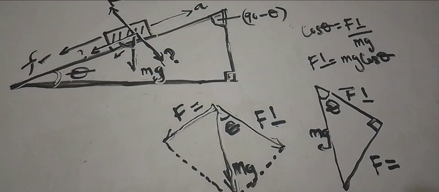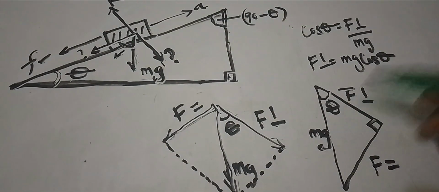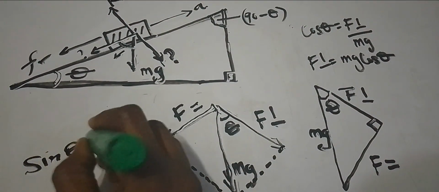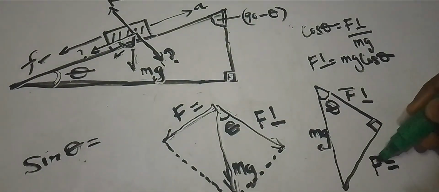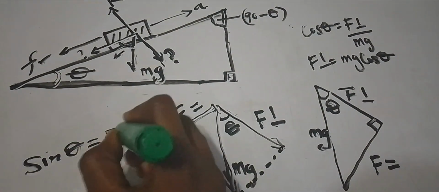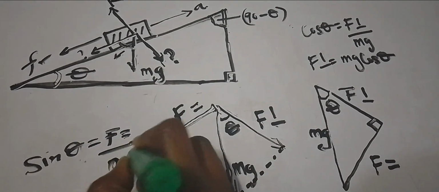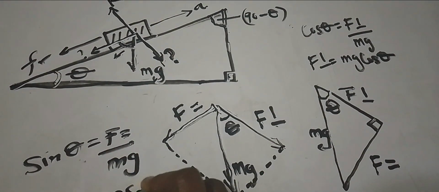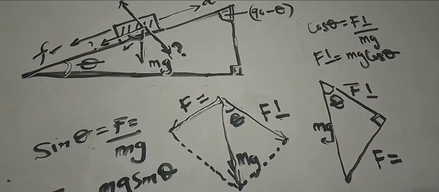So let's look at the second component of force, the force parallel to the surface. The force parallel to the surface is opposite to this angle, while this is the hypotenuse. So sine of theta is opposite over hypotenuse, and opposite to this angle is the force parallel to the surface, over mg, which is the hypotenuse. So the force parallel to the surface is going to be mg sine theta.